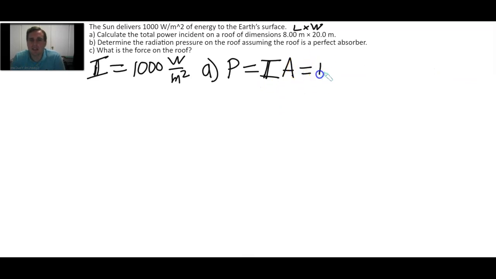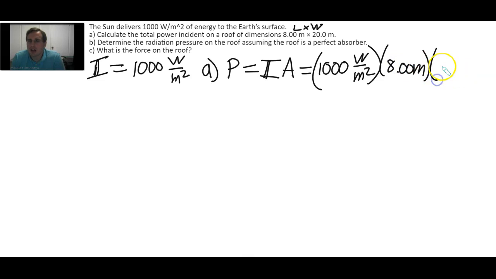So the intensity is 1,000 watts per meter squared, which, by the way, at the top of Earth's atmosphere at the equator, the so-called solar constant, is measured to be somewhere in the 1361 to 1365 range. So this is a pretty large value, but still a realistic value that could arrive at Earth's, say, equator, let's say on the middle of a summer day. And then we need times length times width. So that's 8.00 meters times 20.0 meters. Okay, so that will give us the power.